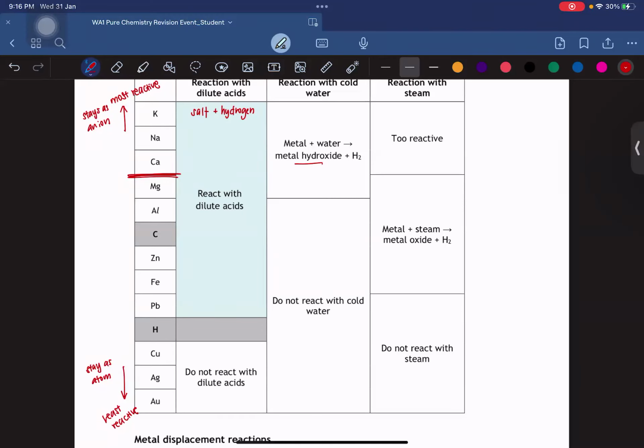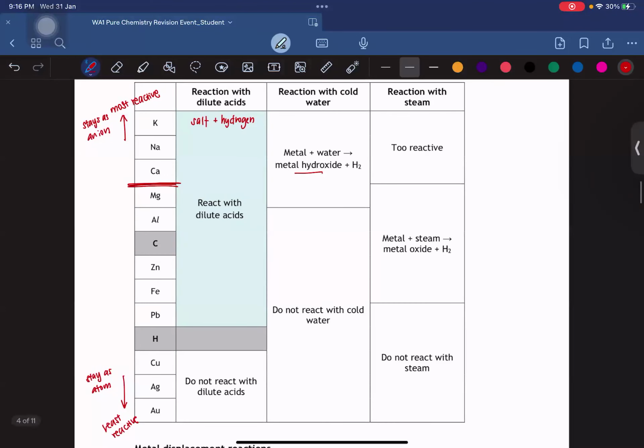Okay? Next. Since they are very reactive, usually these reactive metals, how are they being extracted? Yes, because they always want to become an ion. They want to bind with someone else. To break them up is very hard. You need electricity to do that.